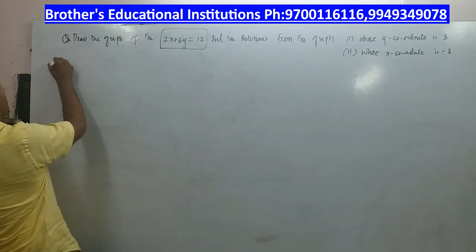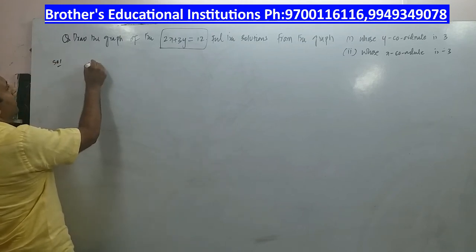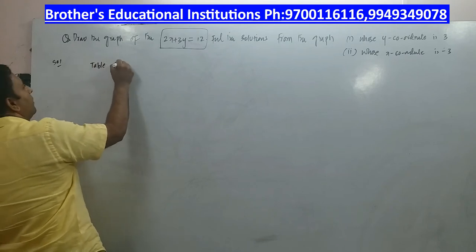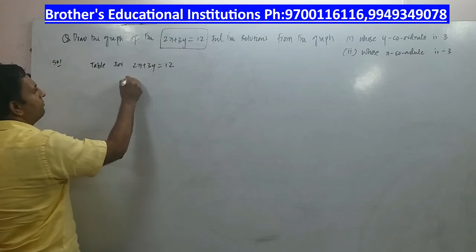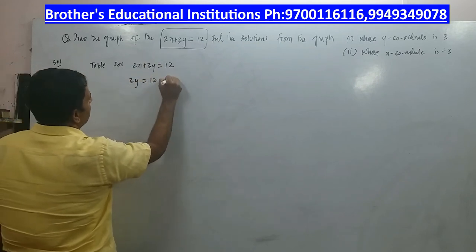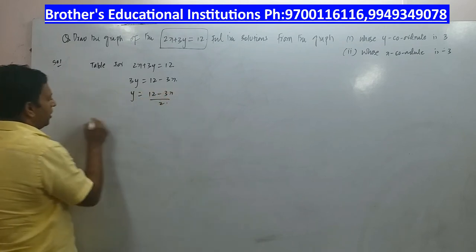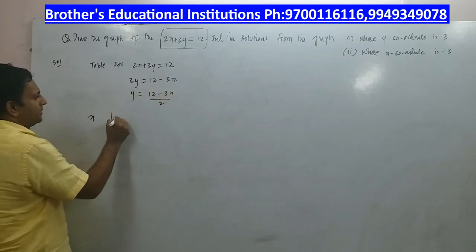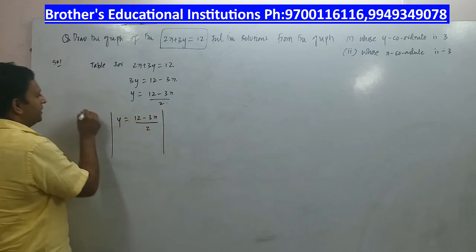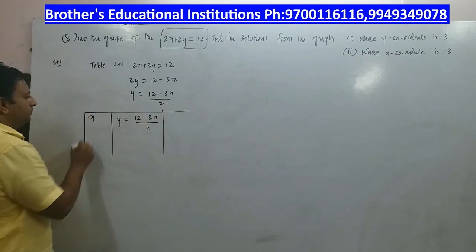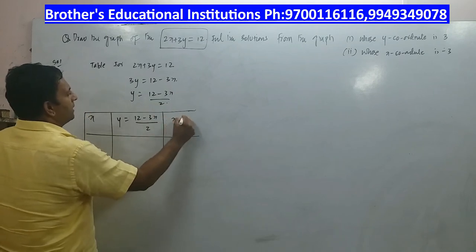Now, solution. What am I going to do? I will make a table for 2x plus 3y is equal to 12. Now you have to write in terms of y. 3y is equal to 12 minus 2x, or y is equal to 12 minus 2x by 3. So now I write x here, and then I write y is equal to 12 minus 2x by 3. This is x comma y.